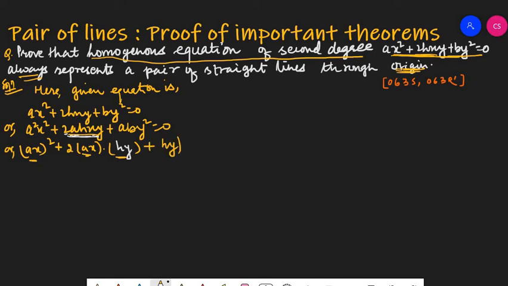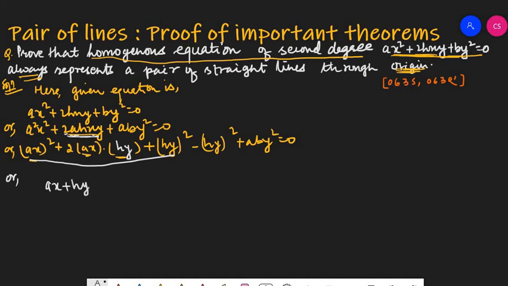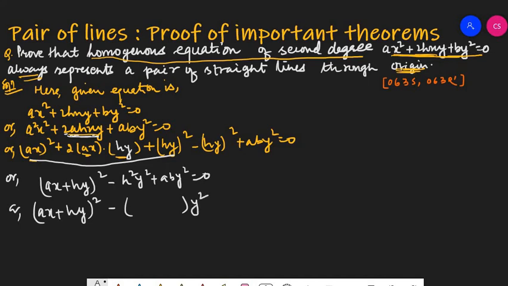B square means hy whole square. Now this is not in the question. We have added it ourselves. So let us balance it by subtracting it one time: minus hy whole square. Okay. Plus aby square equals to 0. Now from here to here it is the formula a plus b whole square. So we write ax plus hy whole square minus h square y square plus aby square equals to 0. Or we will get ax plus hy whole square. Let us take minus common, and y square is also common. So it is h square minus ab.